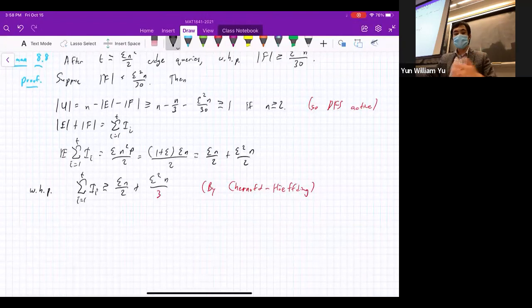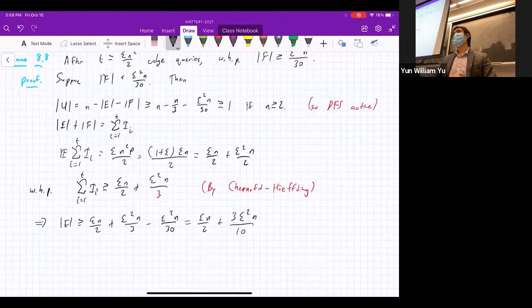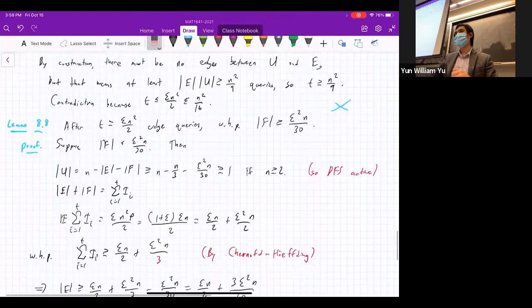And so this gives us some bound on these sizes. This implies that the size of our explored is greater than or equal to epsilon n over 2 plus epsilon squared n over 3 minus epsilon squared n over 30, which is equal to epsilon n over 2 plus 3 epsilon squared n over 10. So note that these constants have been chosen magically to work out in this proof. Like the value over 30 here, these are the reasons we chose these, so that they would work out.